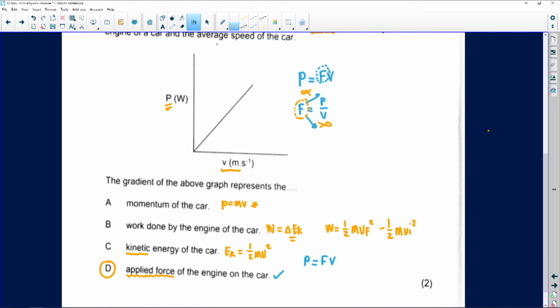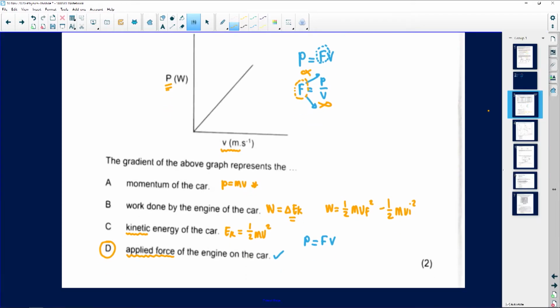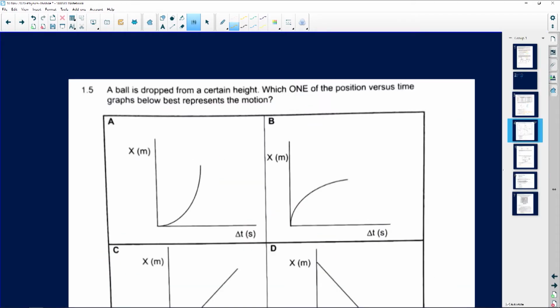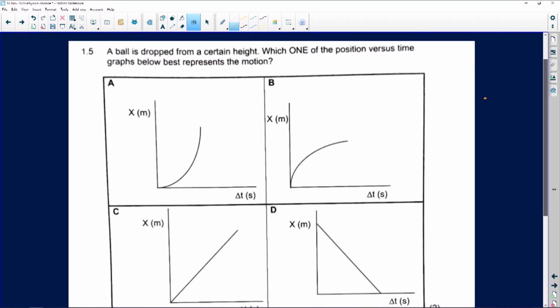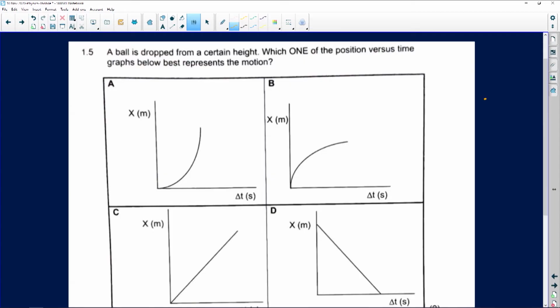Let's go to the next question. Let me just see if, 1.4. Let's go to 1.5. So now here I'm given a few types of graphs. I just want to elaborate further on graphs, my darlings.